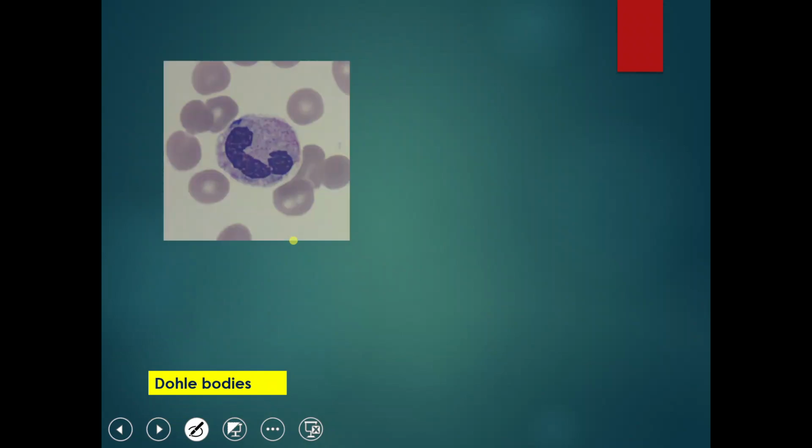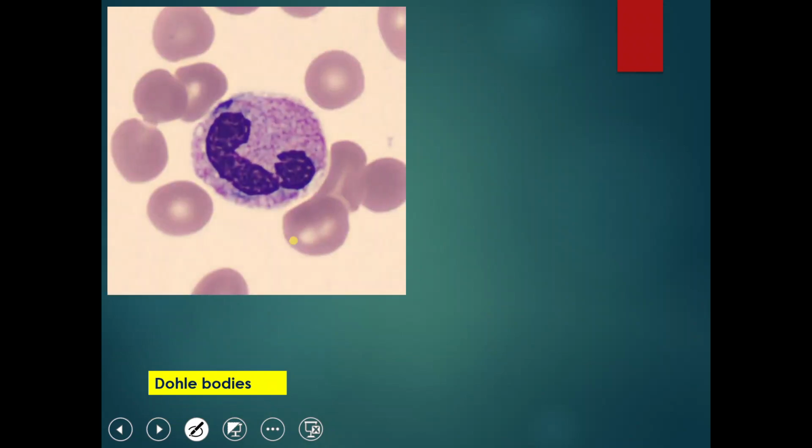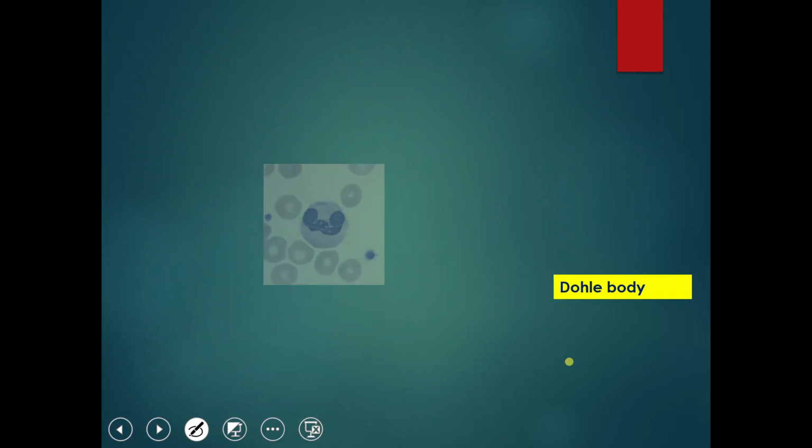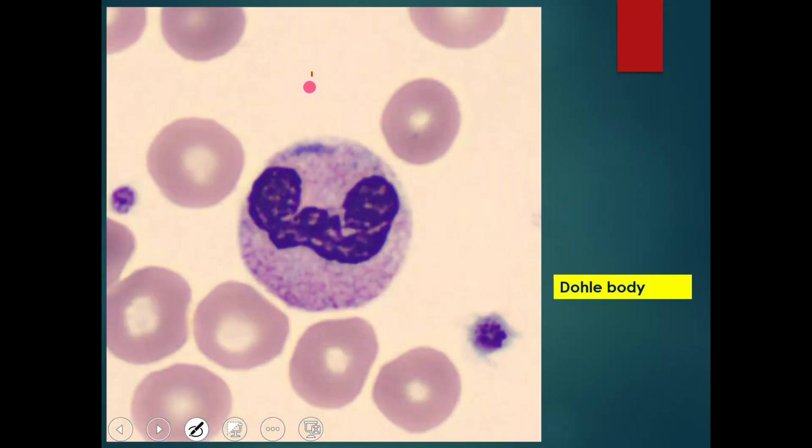Then comes the Dohle bodies. This is a neutrophil showing the presence of this blue colored oval structure at the periphery of the neutrophil. This is a Dohle body. This is another picture of a Dohle body. This is a Dohle body present at the periphery, and these are light blue or blue-gray oval structures. This is again a neutrophil with presence of a Dohle body.